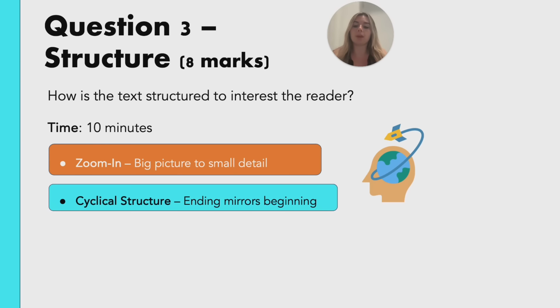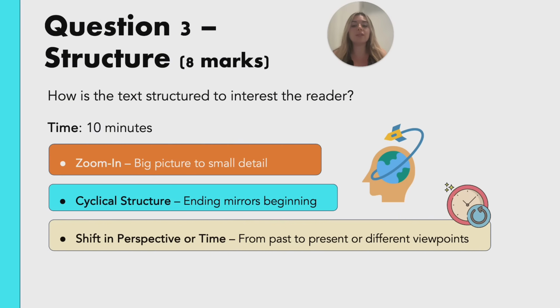Another technique we can look at for question 3 is cyclical structure. So it means the ending mirrors the beginning. So if you have a look at the ending and it has similar wording or very similar wording to the beginning, that is a cyclical structure because it starts how it ends. For example, for anyone who studies An Inspector Calls, it begins how it ends. The inspector leaves at the beginning and another inspector arrives at the end. That is a cyclical structure because it begins how it ends.